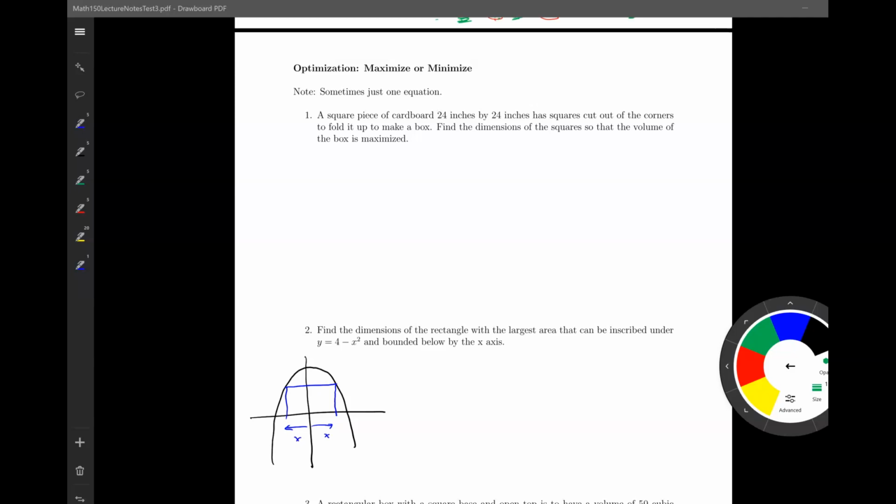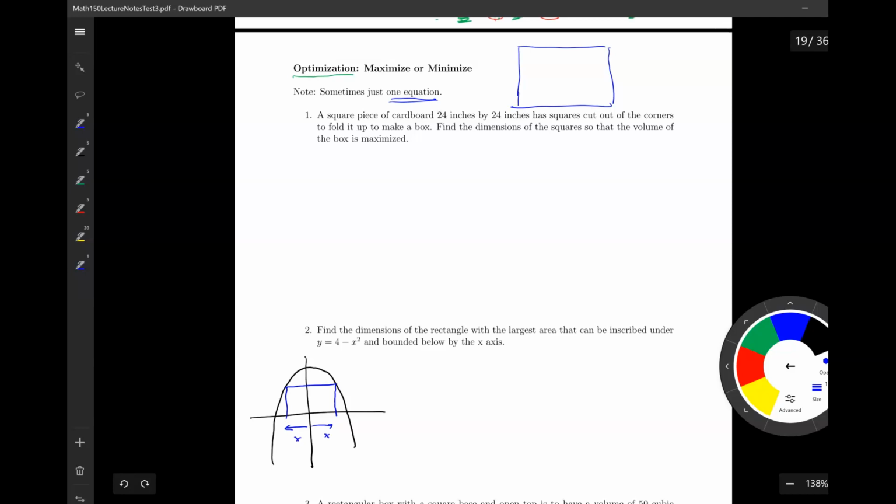All right, so more maximizing and minimizing equations. I gave optimization problems before where you had two equations. Sometimes you get all the information that you can put together into one equation immediately. All right, here we go. So we've got a piece of cardboard that is 24 by 24 inches. So we've got a square piece of cardboard.